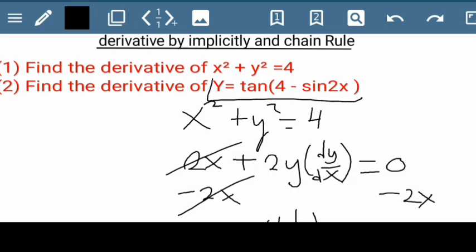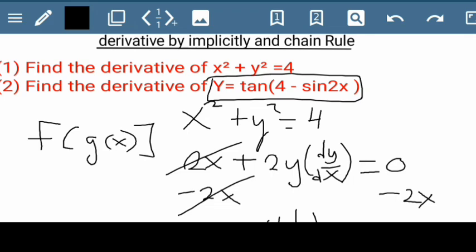From this function here, what can you see? This one is a composite function. For the chain rule, you can only use it when you want to find the derivative of a composite function. An example of a composite function is f of g. So when g of x is inside the f, that is a composite function.